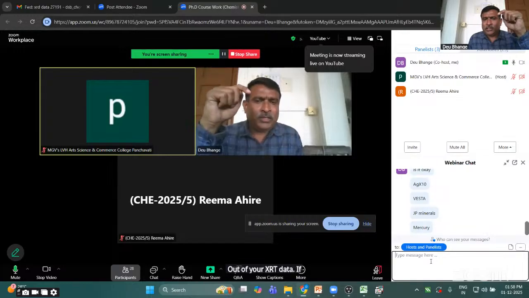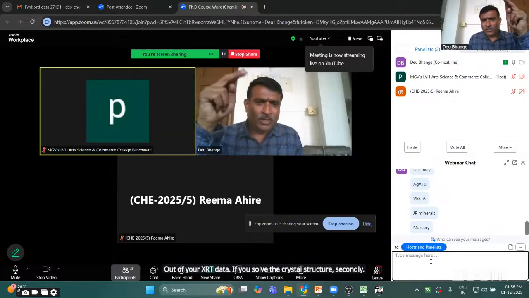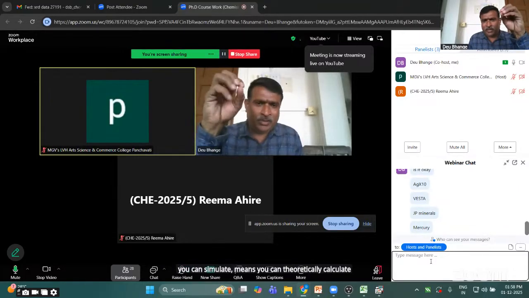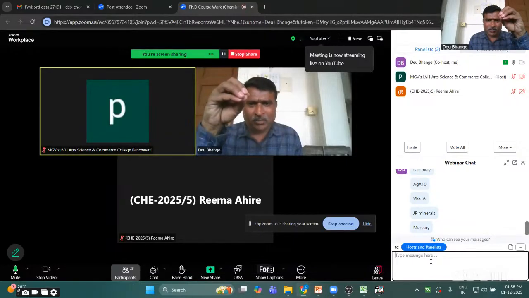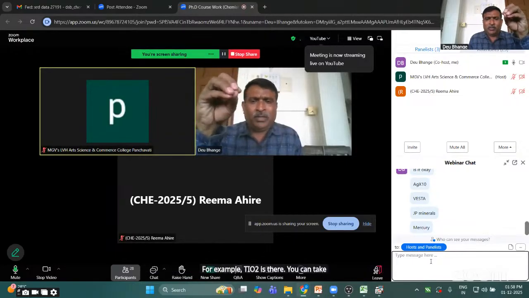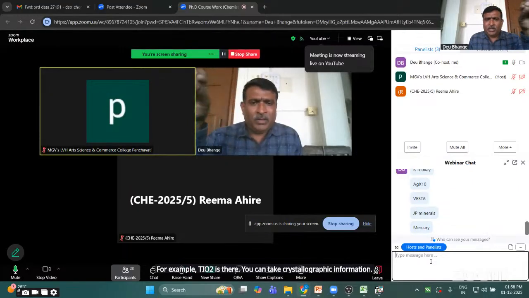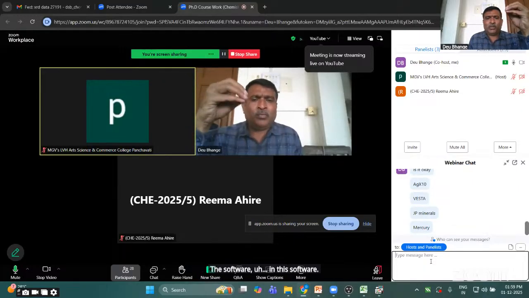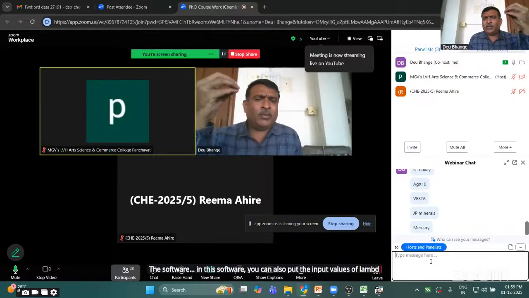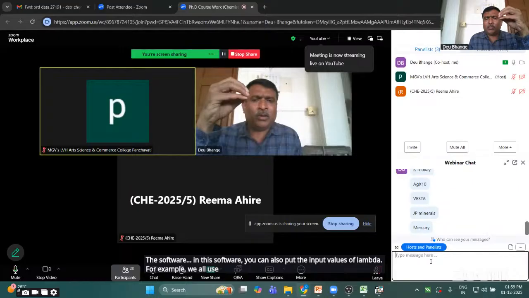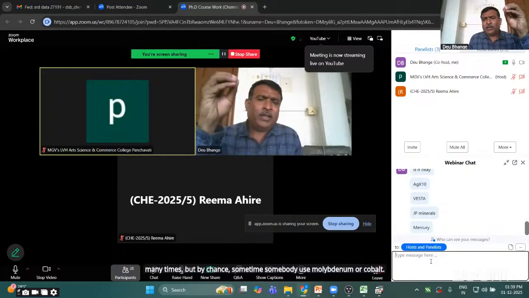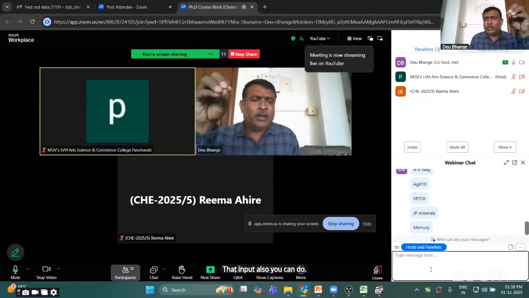These two softwares can be used to draw a crystal structure out of your XRD data if you solve the crystal structure. Secondly, you can simulate, meaning you can theoretically calculate the XRD of any known material. For example, TiO2. You can take crystallographic information available in the literature and feed it to these softwares. In this software you can also put the input value of lambda. For example, we all use 1.54 many times, but sometimes somebody uses molybdenum or cobalt. That input also you can do, and you can simulate the XRD pattern.